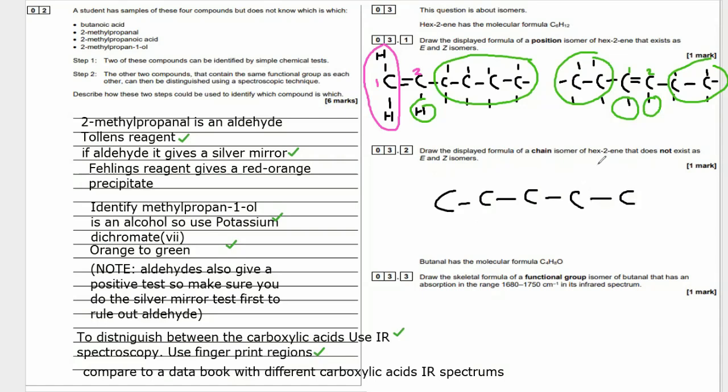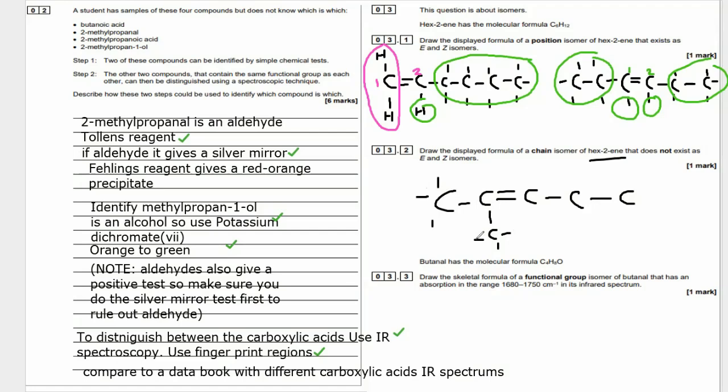So we now, instead of hexene, we've now got pentane, but I need to add a double bond in. So let's keep it in the same position. So we've got pent-2-ene here. Now, how am I going to chain isomer this? Well, I can't really. Let's add 3 hydrogens there. Then we're going to add a methyl here.